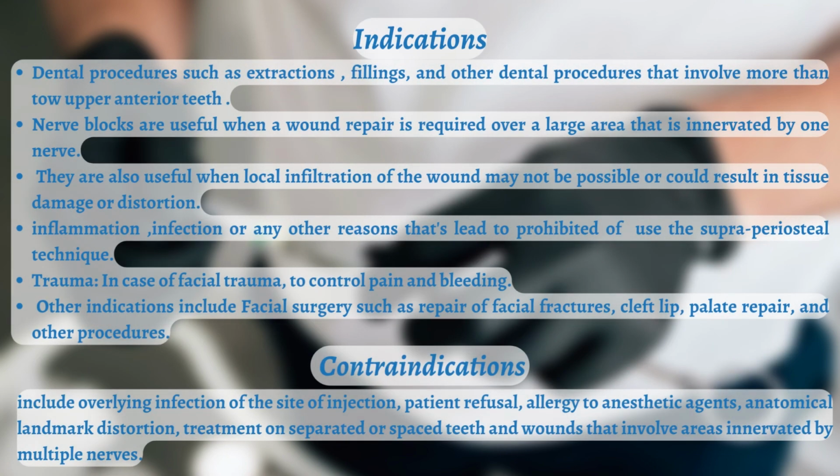Indications: dental procedures such as extractions, fillings, and other procedures that involve more than two upper anterior teeth. Nerve blocks are useful when a wound repair is required over a large area that is innervated by one nerve. They are also useful when a local infiltration of the wound may not be possible or could result in tissue damage or distortion, inflammation, infection, or any other reasons that prohibit use of the supraperiosteal technique.